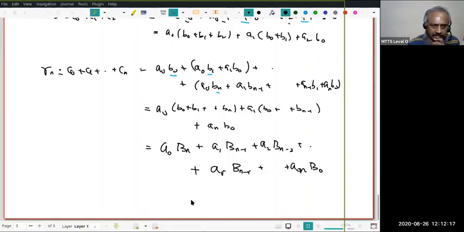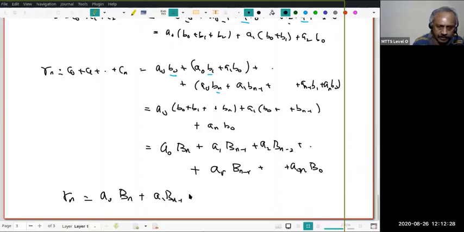Okay. Good. So we are rearranging terms. Let me write it separately. Gamma n is A naught Bn plus A1 Bn minus 1 plus up to An B naught. Right? Now what is it that I want to prove? I want to prove this converges to AB. That means I have to estimate mod gamma n minus AB. But do I know how to estimate that? No. So I have to rearrange terms in such a way that I can estimate mod gamma n minus AB. So how will I do that?